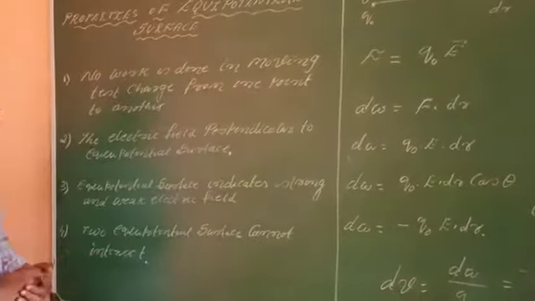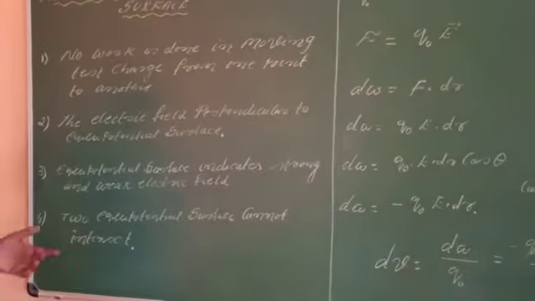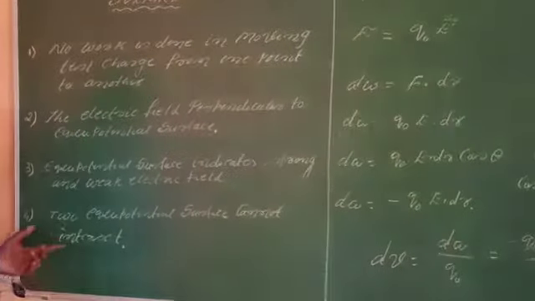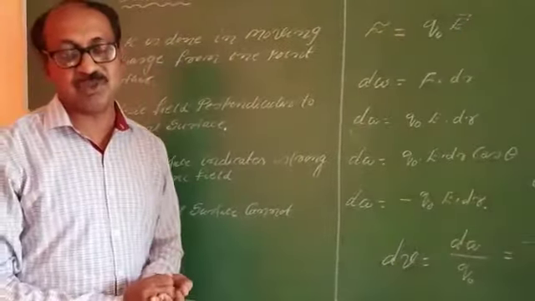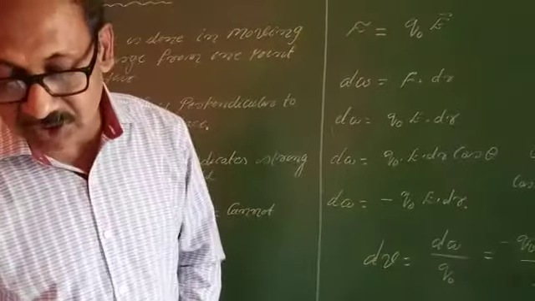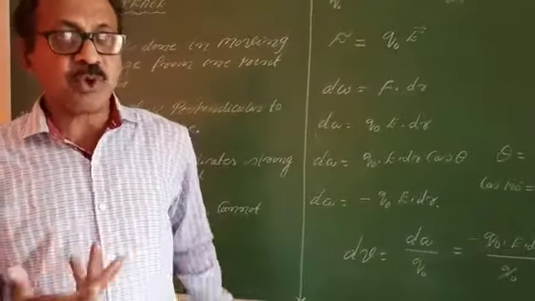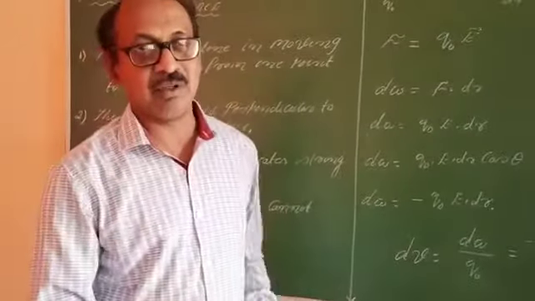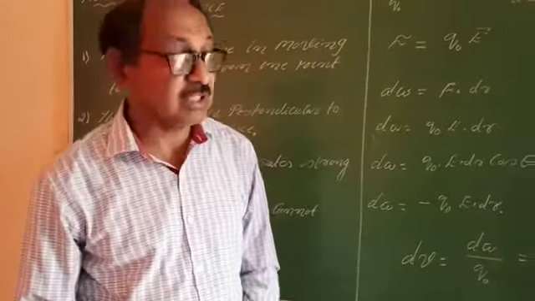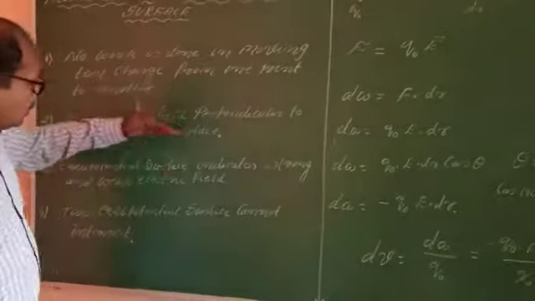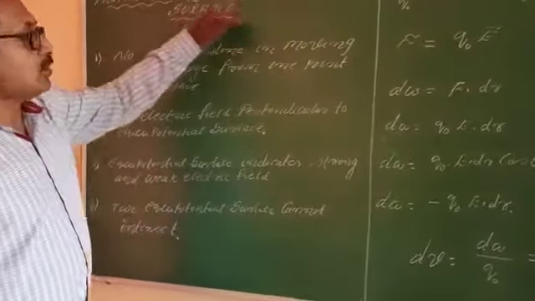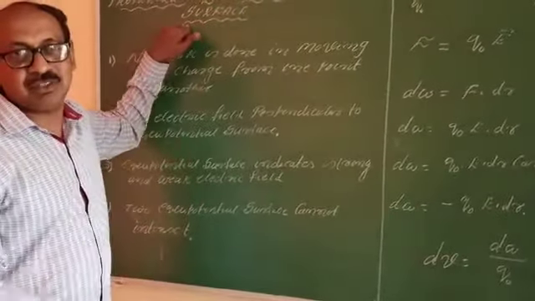And the last point, the well-known point: two equipotential surfaces cannot intersect. Two equipotential surfaces cannot intersect. It means that the two point charges case is not at all possible. So these are the four properties of equipotential surface.